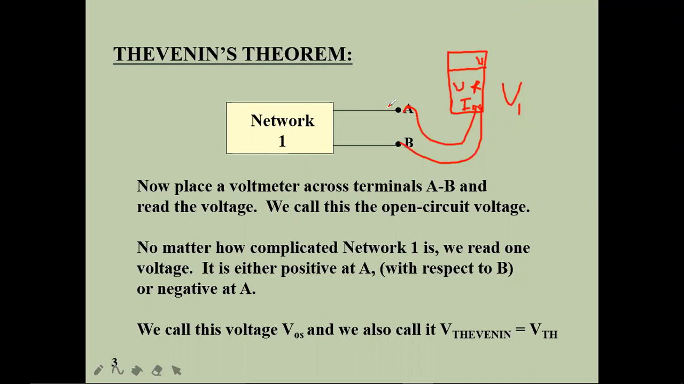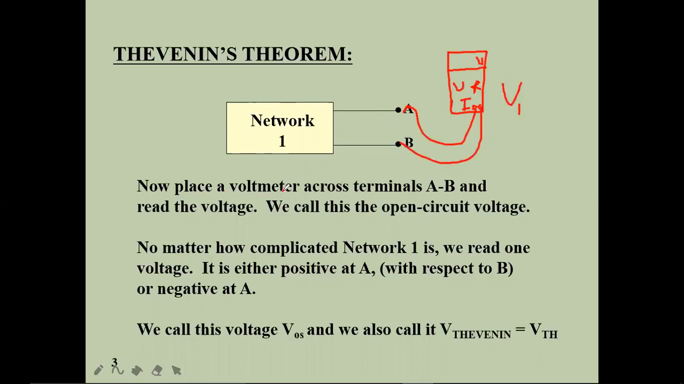You already know that procedure from the previous session, but I am brushing up your knowledge. Now place a voltmeter, or you can use a DMM, across the terminals A and B. The voltage sources are also present in network 1, and that is the reason you can use a voltmeter.